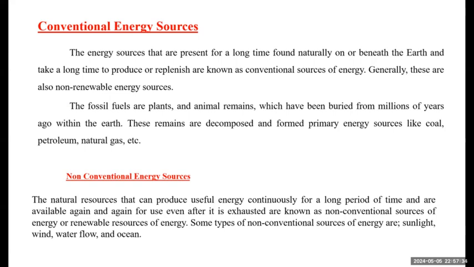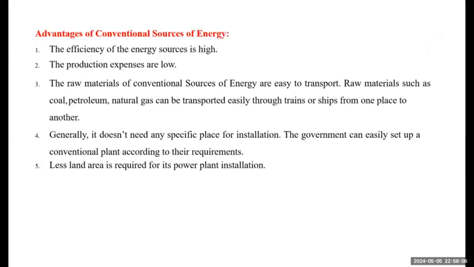So what are non-conventional energy sources then? The natural resources that can produce useful energy continuously for a long period of time and are available again and again for use even after being exhausted are known as non-conventional sources of energy, and they are also called renewable sources of energy. Some types of non-conventional sources of energy are sunlight, wind, water flow, and ocean.